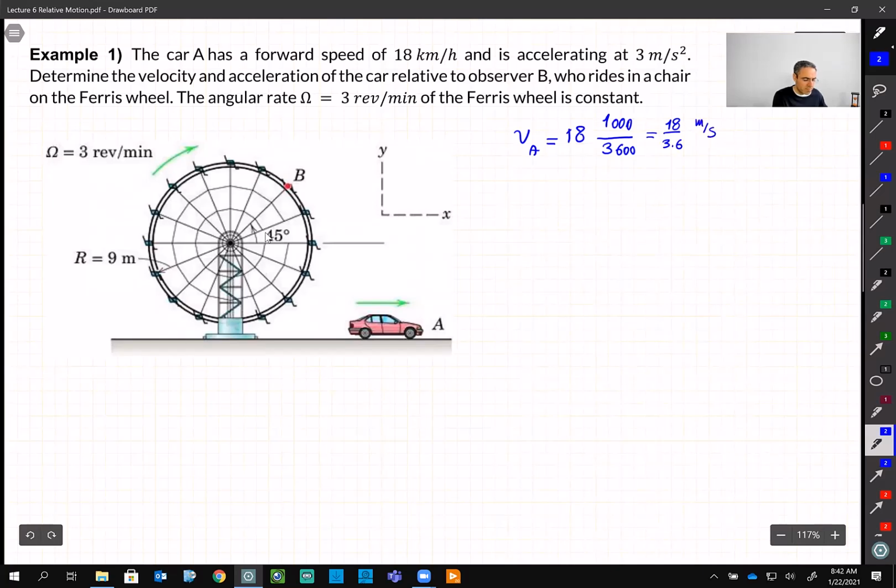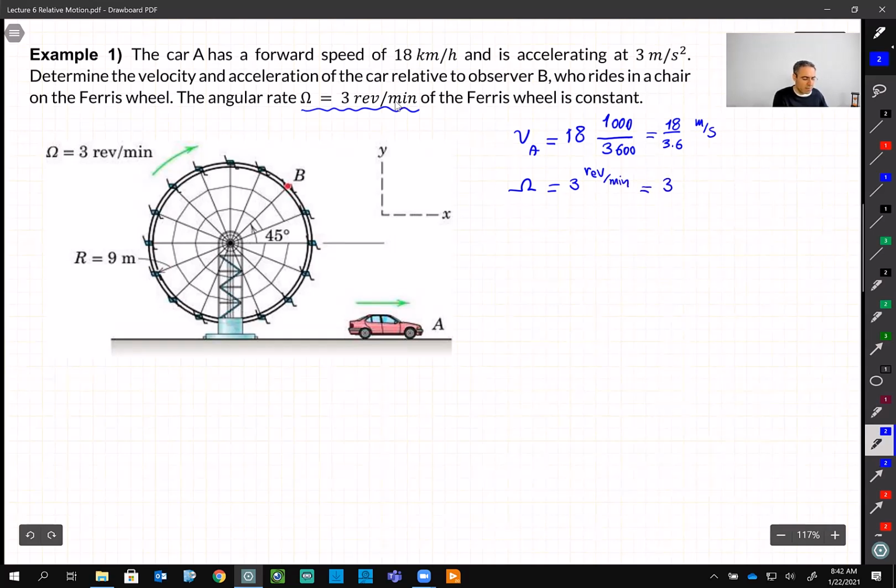Meter per second. Then what else do we do? We know this Ferris wheel is rotating with omega 3 revolutions per minute. So omega is 3 revolutions per minute. Remember, we said in this course, always radian per second.